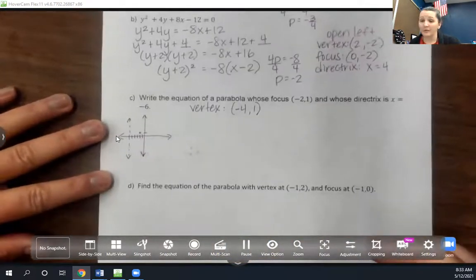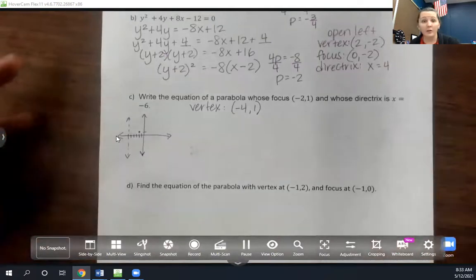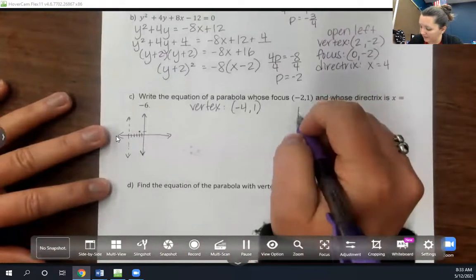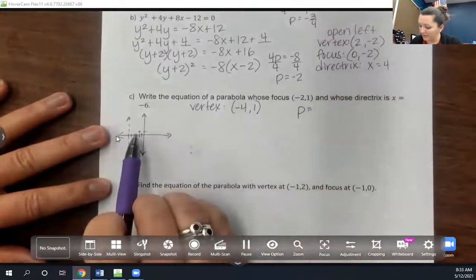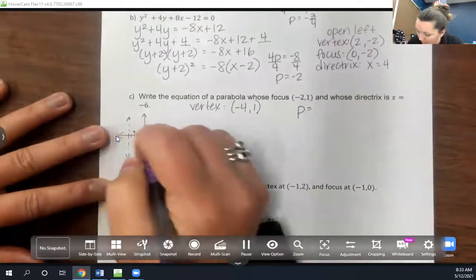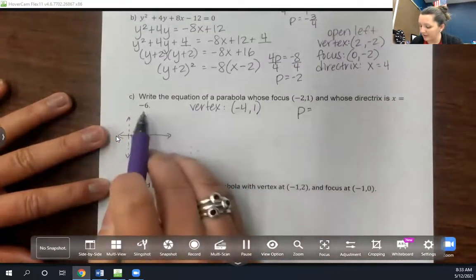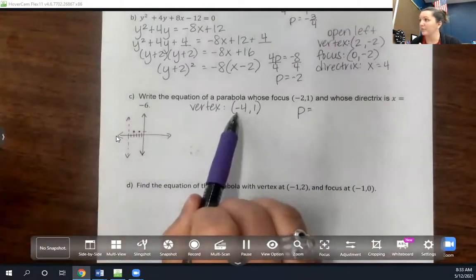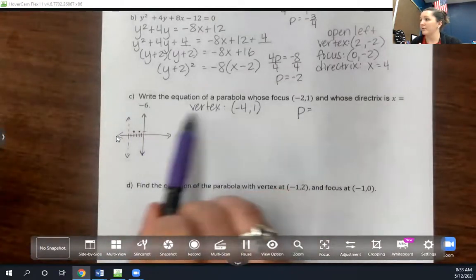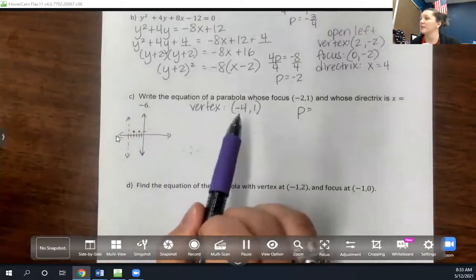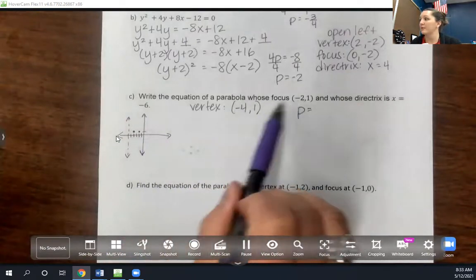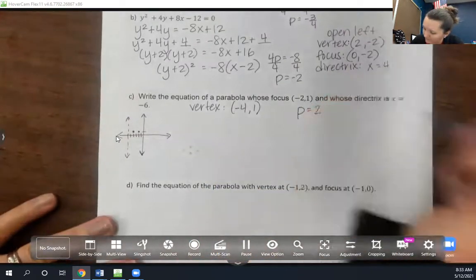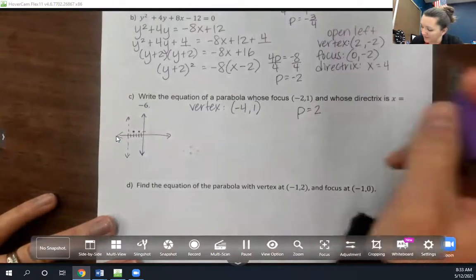And we need to go ahead and write our equation, and we need to know our p-value, don't we? Well, what's the length between our focus and our vertex? If our vertex is negative 4, we know negative 4 was in between negative 2 and negative 6. And so that middle value is negative 4. So the distance between negative 2 and negative 4 is just 2. So p is 2. All right, let's plug this in.